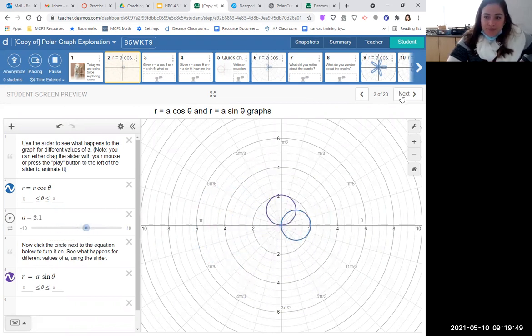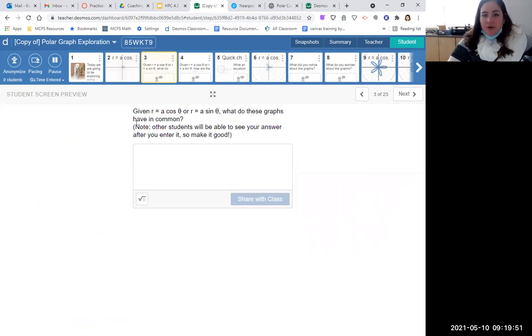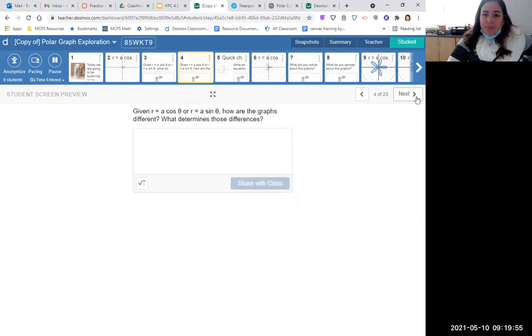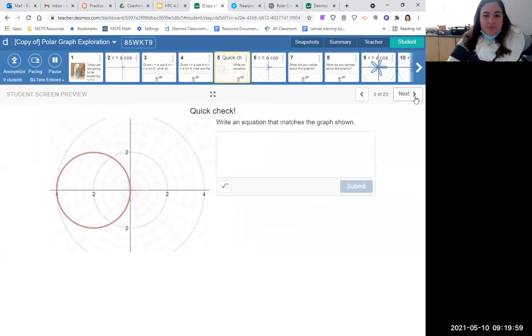Okay, so go ahead and answer the question, what do these graphs have in common? What do you think they have in common? And how are the graphs different? Write an equation you think matches the graph shown.